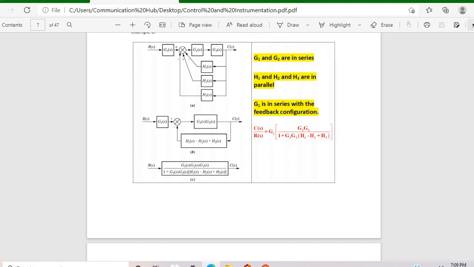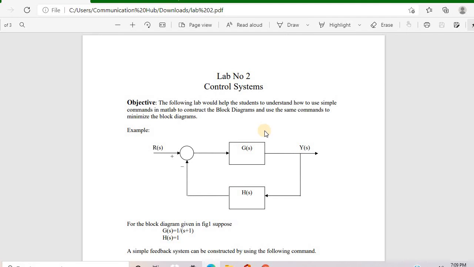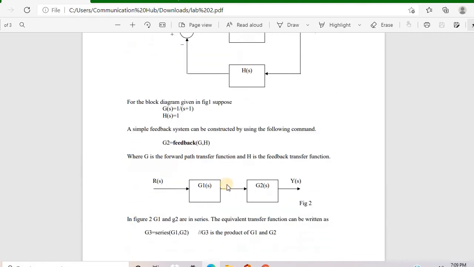Now, after this example, let's come back to our lab where we have to do it. Now in the lab, this is the first example. We have a transfer function given to us, so we can solve this using Matlab commands. How do we do that? We just use feedback. In feedback, we have to put the feed-forward transfer function GFS, then comma, the feedback transfer function, that is one. So this will give us the reduced form.